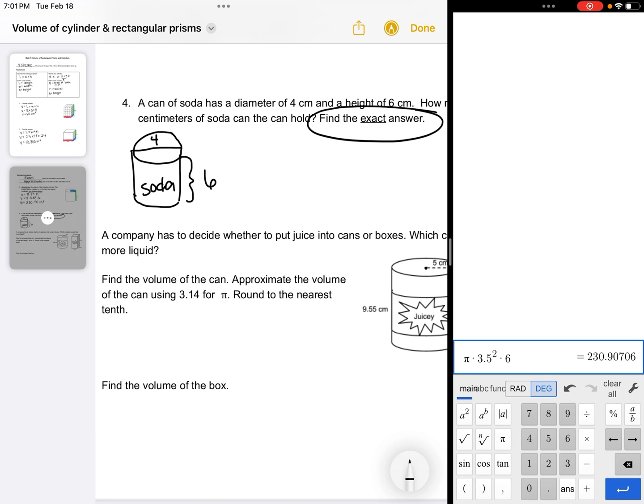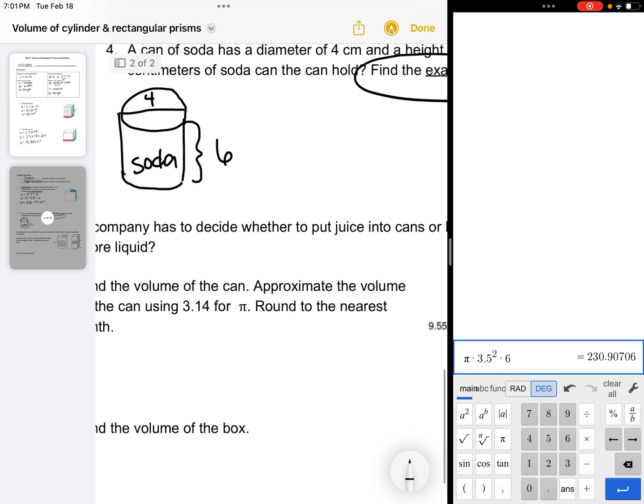So I'm going to be finding volume. So I'm going to write volume equals pi times radius squared times height.